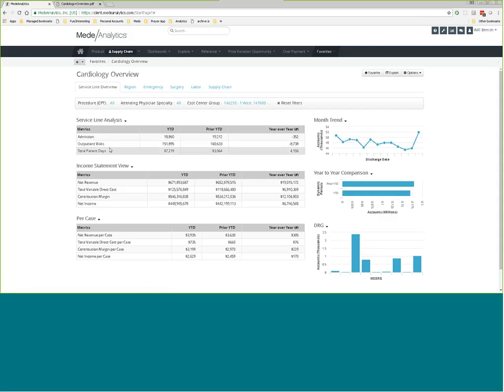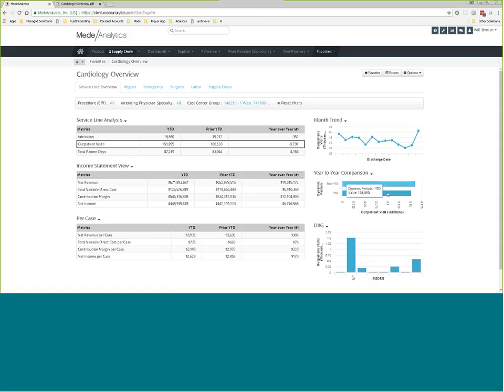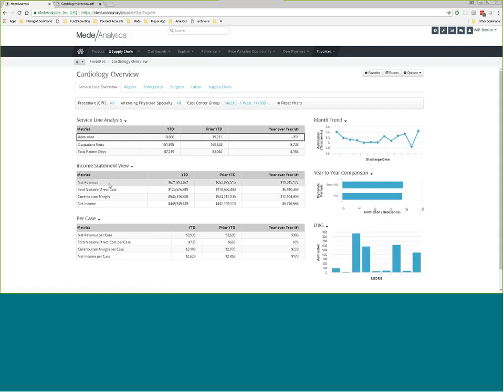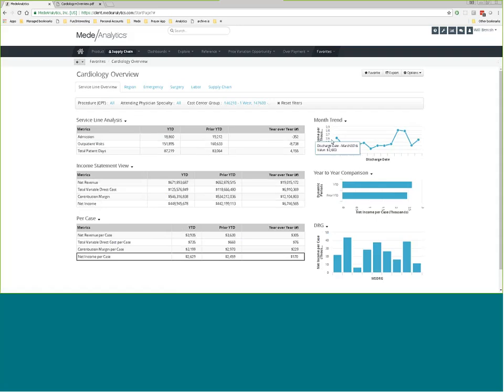So we can see our service line overview. Looking at cardiology, we can trend our admissions or trend our outpatient visits over time, year-to-year comparison, look by DRG. We can see an income statement, net revenue, contribution margin, and then profit, net income. We can also look at that per case. So we can look at our net income per case over time for this service line, or potentially for a particular DRG.